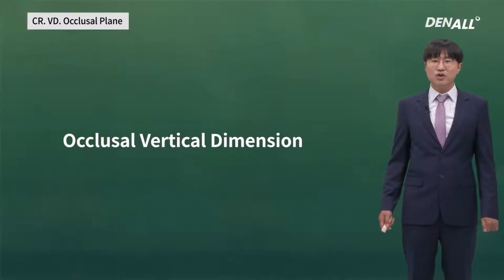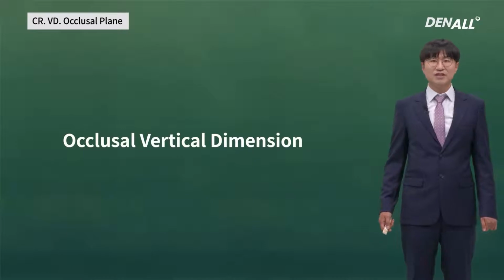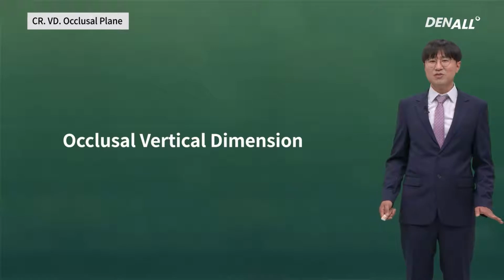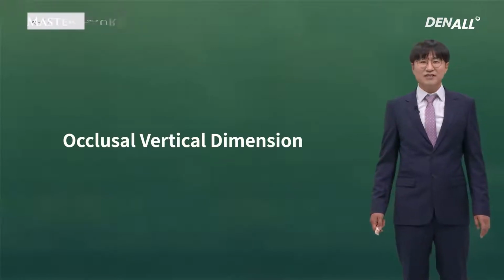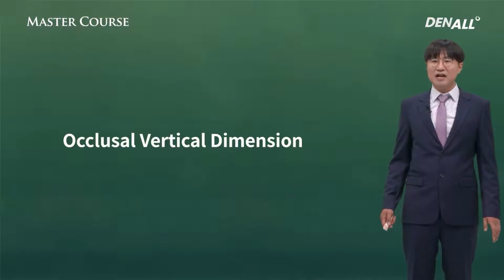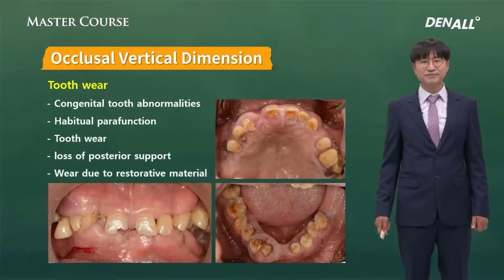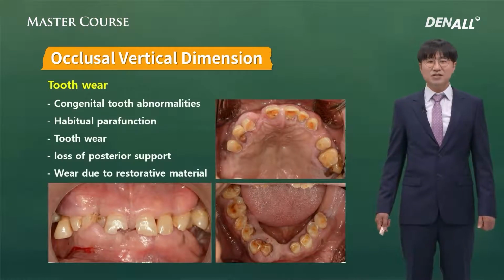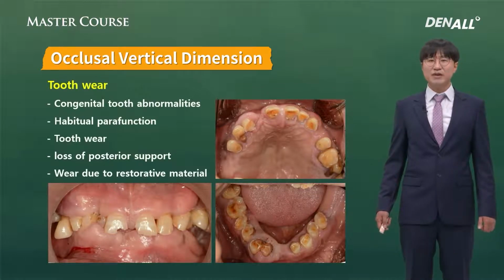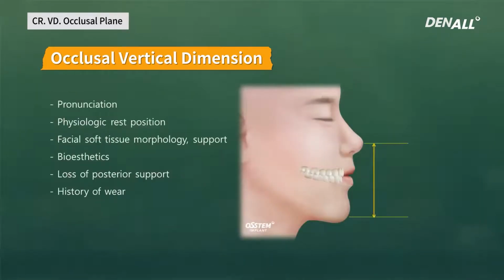Next, vertical dimension. Regarding the vertical dimension, I believe you are more familiar with this than CR. It means the superior-inferior relationship of the maxilla and the mandible when the teeth are occluded in maximum. VD can be decreased due to tooth wear from congenital tooth abnormalities, habitual parafunction, tooth wear, loss of posterior support, wear due to restorative material.